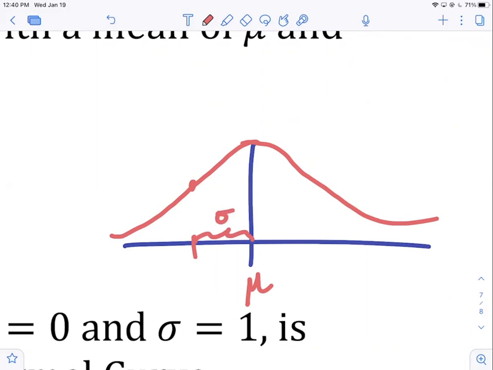So this would be -1 sigma away, and then whatever that distance is, -2 sigmas. This would be +1 sigma away, 2 sigmas. And when you get out beyond 2 sigmas, approaching 3, you get pretty much the majority of the population. The area under this curve is equal to 1.